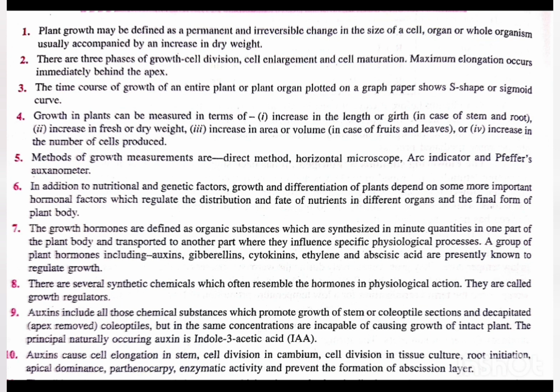Auxins include all those chemical substances which promote growth of the stem or coleoptile sections, and decapitated or apex removed coleoptile, but in the same concentration are incapable of causing growth of the intact plant. The principal naturally occurring auxin is indole 3-acetic acid, IAA. Auxins cause cell elongation in the stem, cell division in the cambium, cell division in tissue culture, root initiation, apical dominance, parthenocarpy, enzymatic activity, and prevent the formation of the abscission layer.